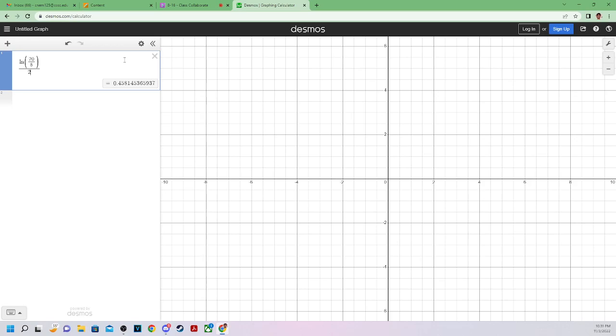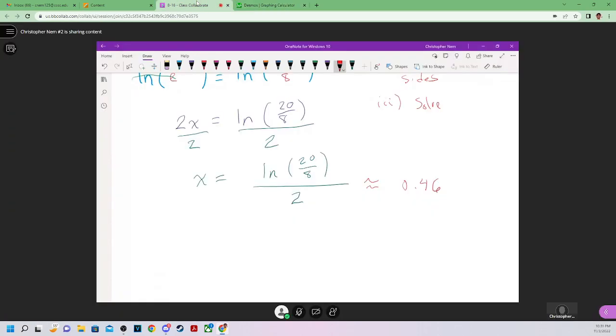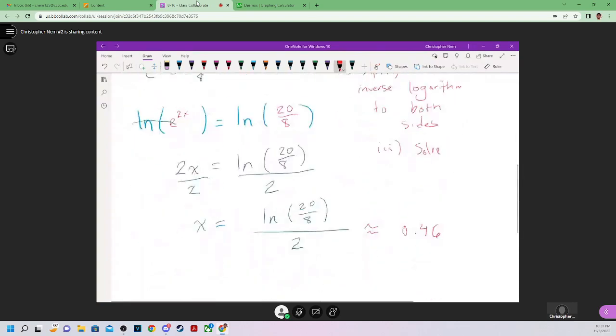0.46. Let's just round it to 2 decimal places. Oh, so we're good with that. That's one type of exponential function we need to be able to solve. Well, what happens now if I gave you something different? What if I gave you another example? Let's call this example.